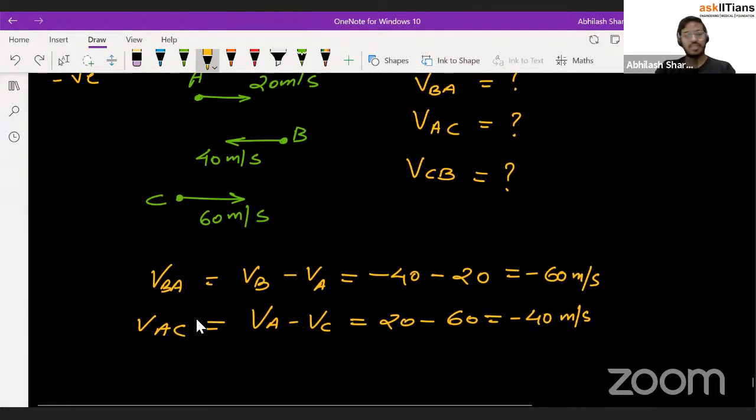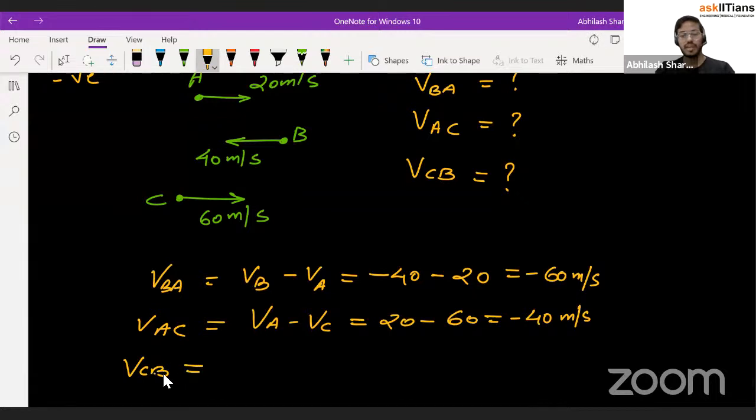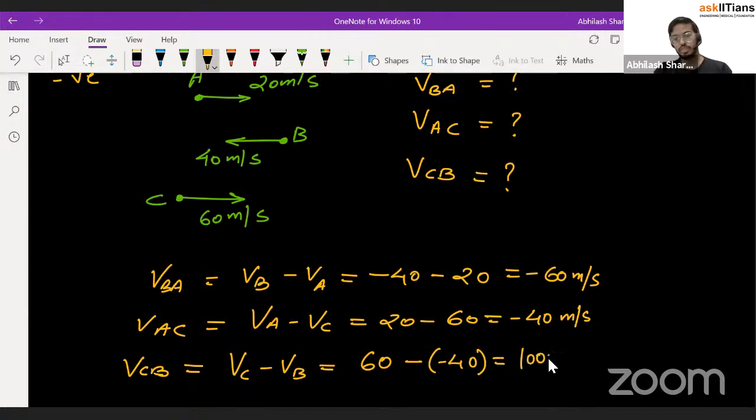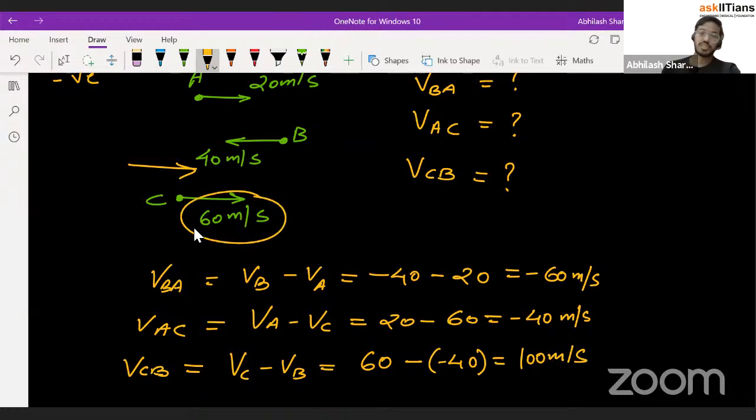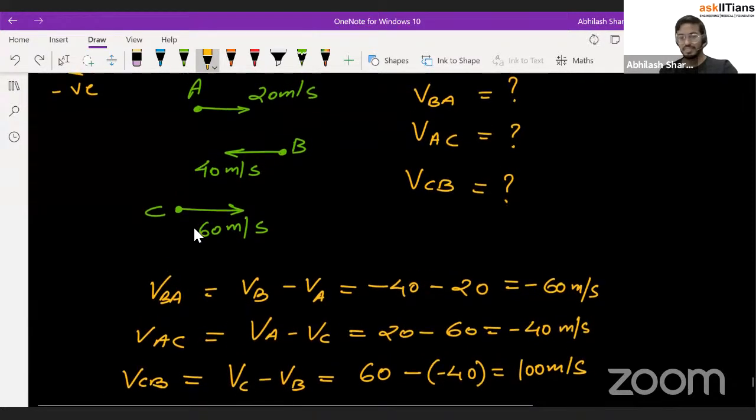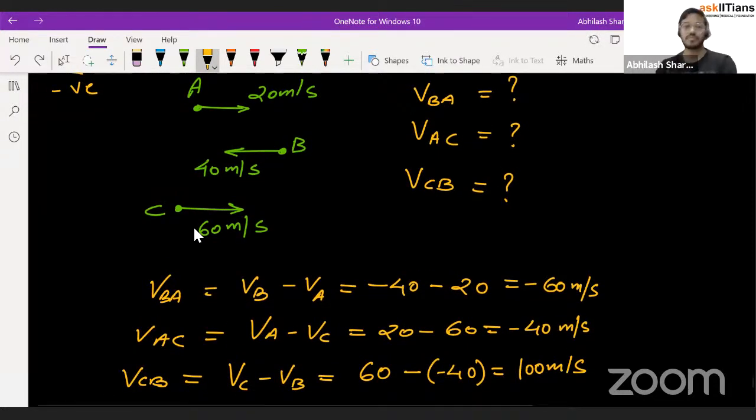And now let's see the last one, VCB. Again, the same formula. Just separate the variables, VC minus VB. VC is positive 60 minus VB. B is negative 40. And that's positive 100, because you are observing with respect to B. According to B, C is coming towards him much faster than 60. It's coming with 100 towards him. And towards him means in the right direction. That's 100, positive. So I guess now all of you would be able to do the questions of relative velocity.